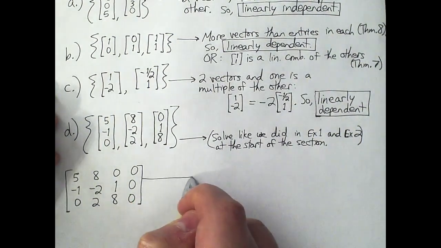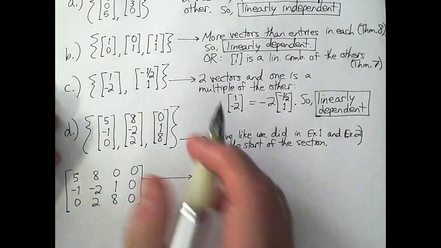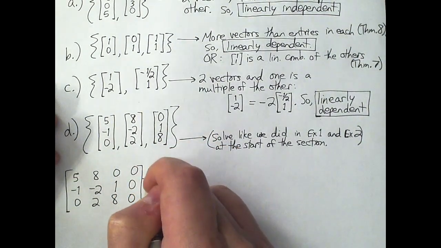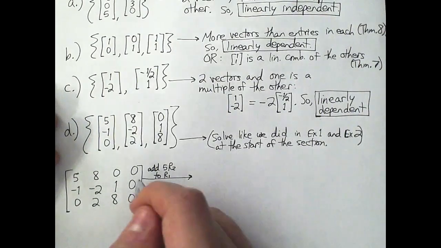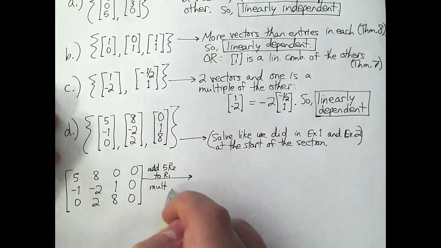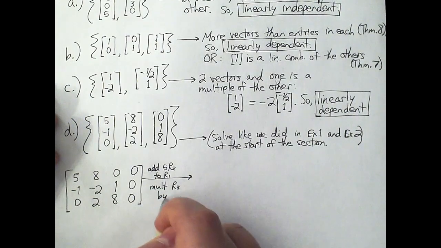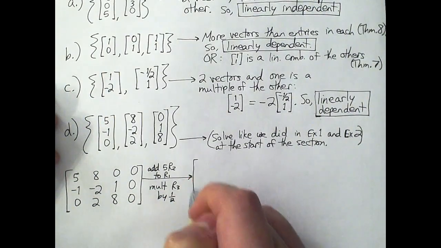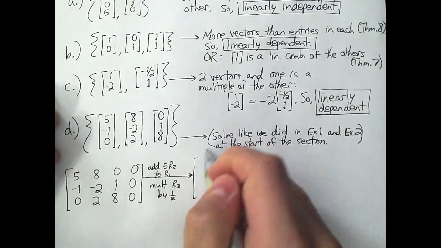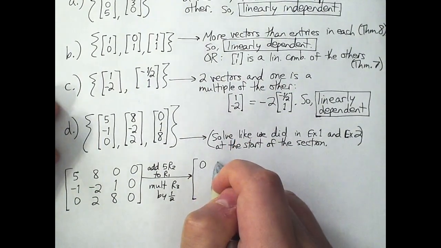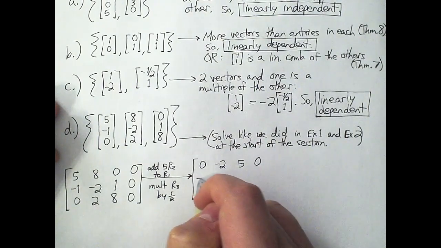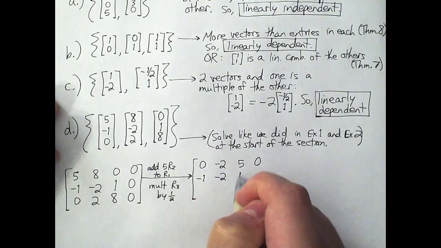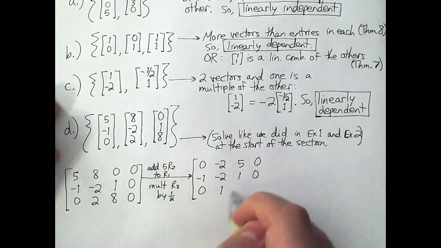Let's do some row reduction. I decided I'm going to do two steps at the same time. I said it's okay to do that as long as you are careful. I'm going to add 5R2 to R1. Can you see why I'm doing that? And also I'm going to multiply row 3 by 1/2. Hopefully you can see why I'm doing that. So that is going to make the first row look like 0, -2, 5, 0. Second row stays the same. Third row gets a little simpler.